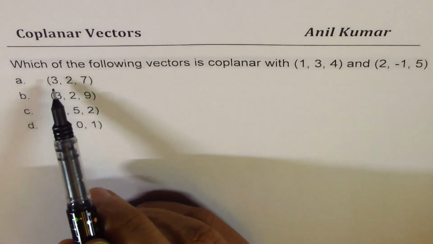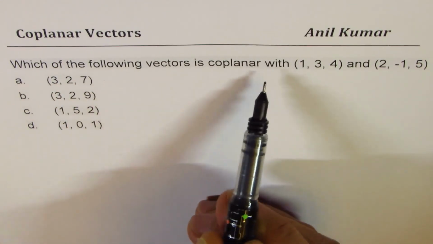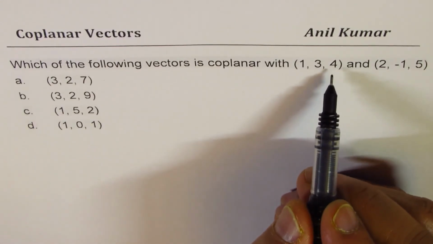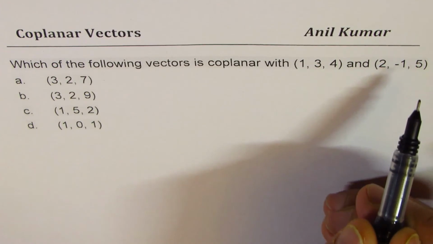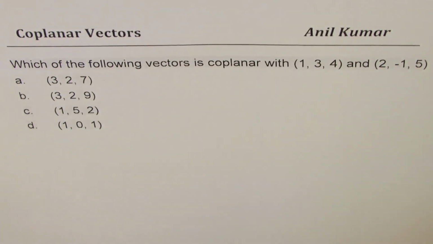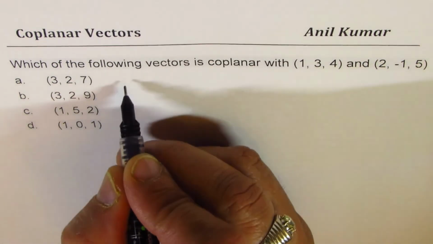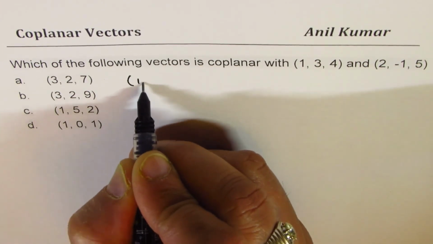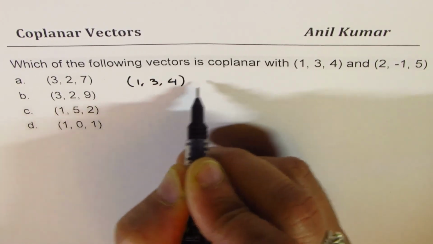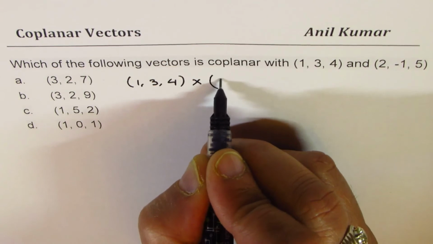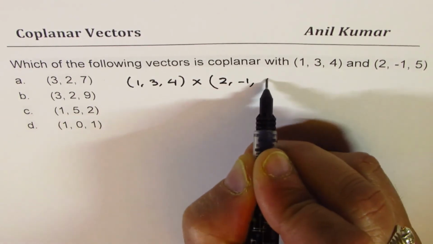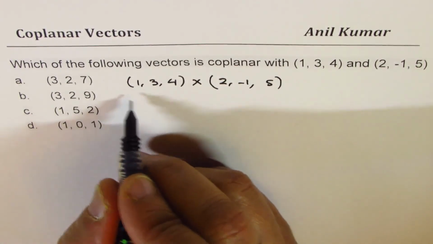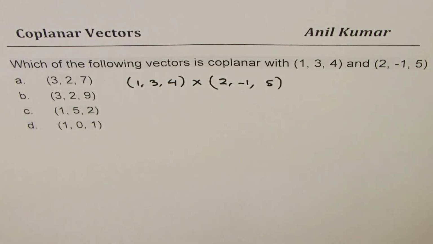The question here is, which of the following vectors is coplanar with (1, 3, 4) and (2, minus 1, 5)? Again, 4 choices are given to you. You can actually pause the video now, copy the question, solve, and then check with my solution. So what we will do first is, we'll do cross product of (1, 3, 4). Right? You know the strategy now. So let me do it in a different way this time.